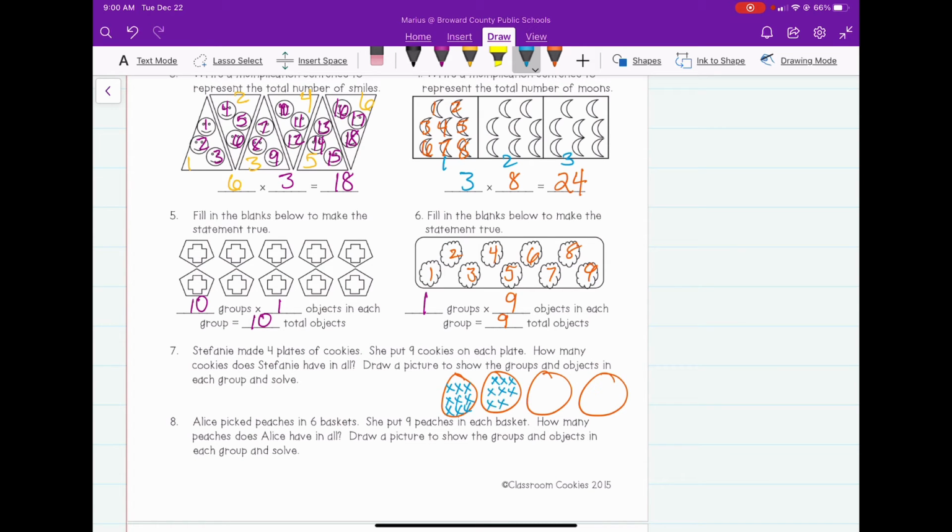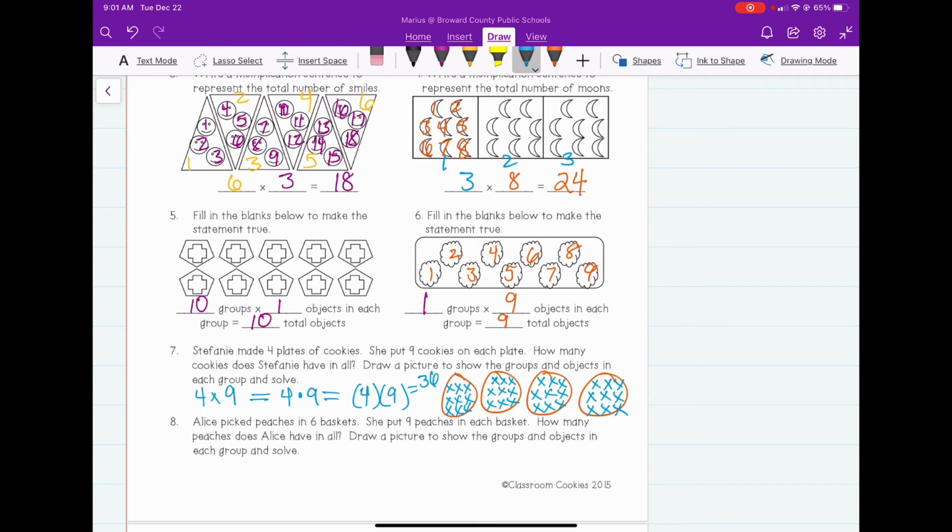So we're going to put 9 cookies on each plate, and I'm using my X's to represent my cookies. Alright, so now we have our 4 plates, 9 cookies. We have to add up all of those cookies. And when we add up all of those cookies, we're going to end up with 36. So we can write this as 4 times 9, all of which equals 36. So 36 cookies in all.